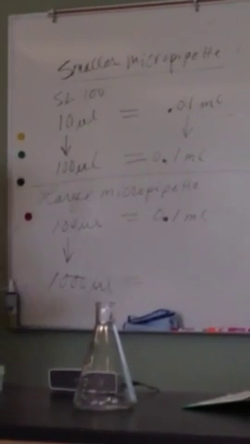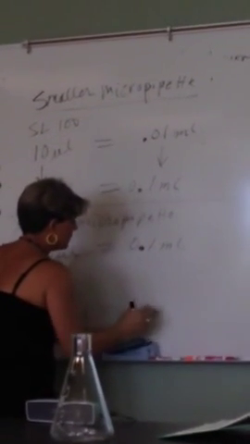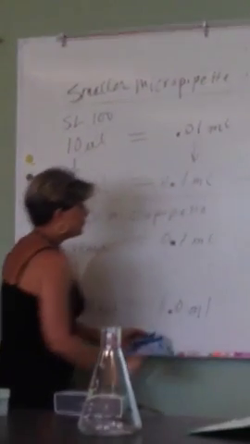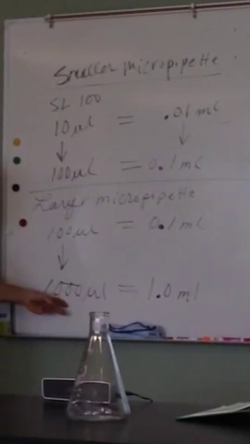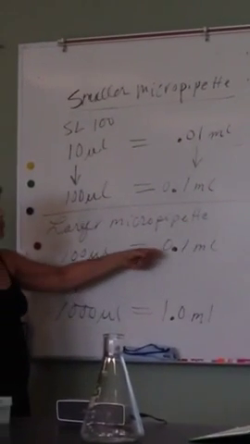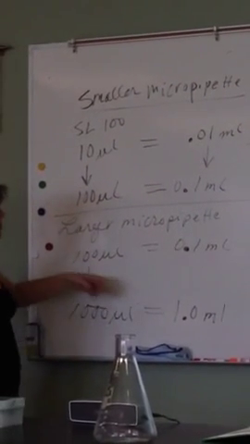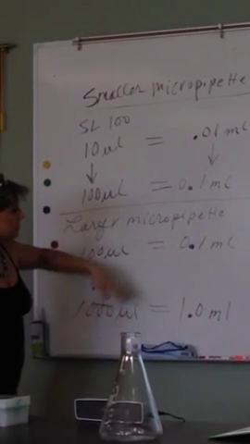1 milliliter. Let me put the 0.0 in there to be official. Because we multiplied by 10, so we have to add a decimal point. We're going to move to the right because we're going larger.